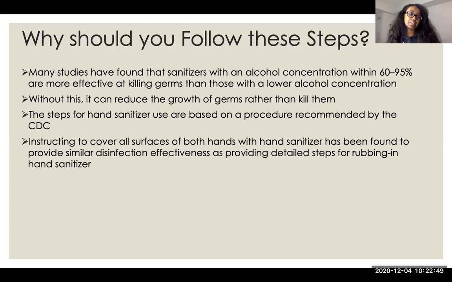So why should you follow these steps? Many studies have found that hand sanitizer with alcohol concentration within 60 to 95% are more effective at killing germs than those with a lower alcohol concentration. Without this, it can reduce the growth of germs rather than actually kill them. The steps for hand sanitizers are based on a procedure recommended by the CDC. And instructing to cover all surfaces of both hands with hand sanitizer has been found to provide similar disinfection effectiveness as providing detailed steps for rubbing in hand sanitizer.